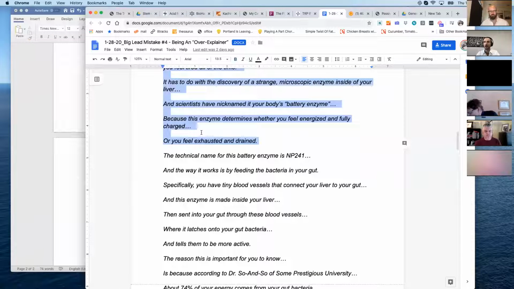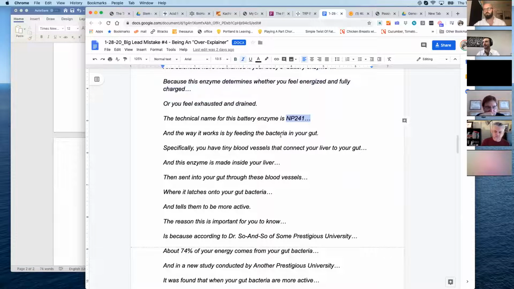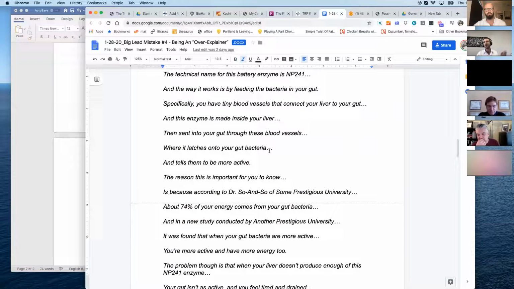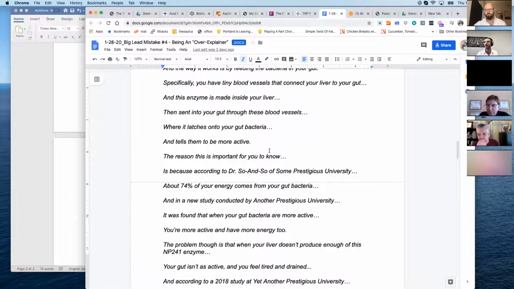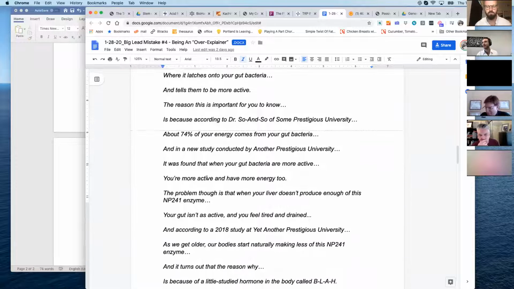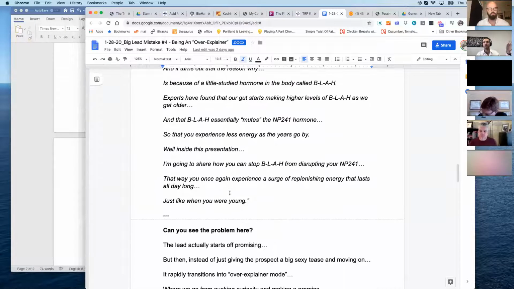But where we veer off course is as soon as we start talking about how the technical name for this is NP241. They probably don't need to know that yet. They could probably stick with battery enzyme, right? And then we start explaining how it works. Well, it feeds the bacteria in your gut. You have these blood vessels in your gut. The enzyme is made in your liver. Then it goes through the blood vessels to your gut. And then here's a statistic you don't actually really need to know. And then there's another hormone called blah. It just sort of takes you off to sleep.